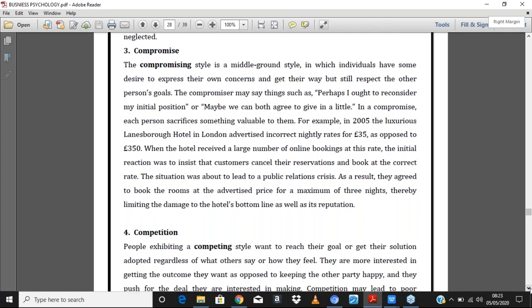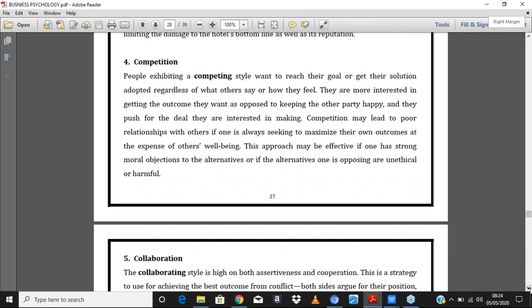Competition. In competition, people exhibiting the competing style want to reach their goal and get their solution adopted regardless of what others say or how they feel. They are in a way ruthless. They are more interested in getting the outcome as opposed to keeping the other party. Competition may lead to poor relationships with others because you can trample on others.